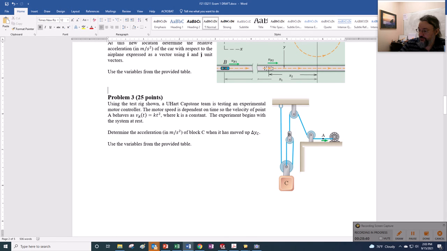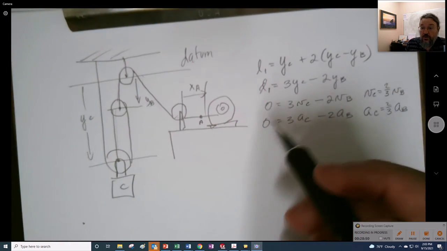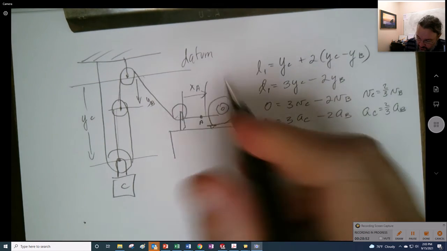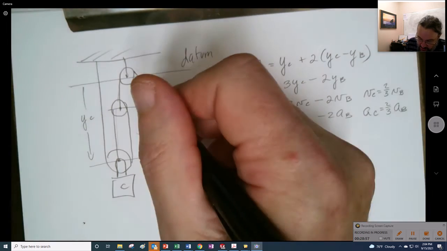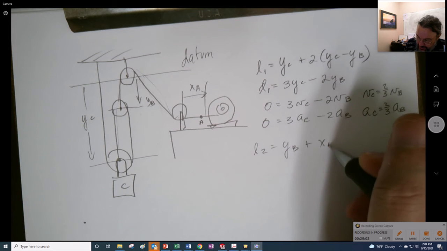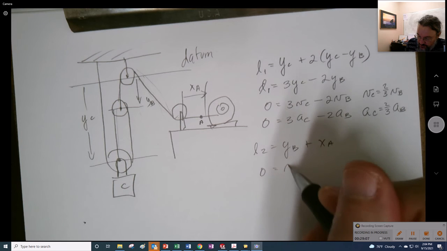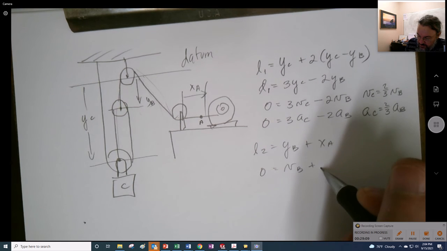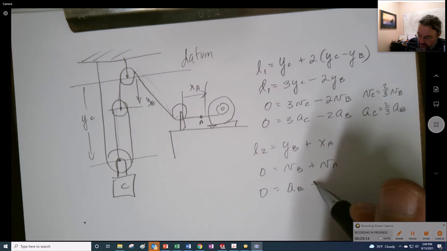Okay, and we want to use those equations later. So let's do the other cable. That's a simple one. Like I said, this is a constant right here, so we're going to lump that in. So we have YB plus XA. That's all there is to it. Take the derivative, VB plus VA, and take the derivative again, acceleration of B plus the acceleration of A.